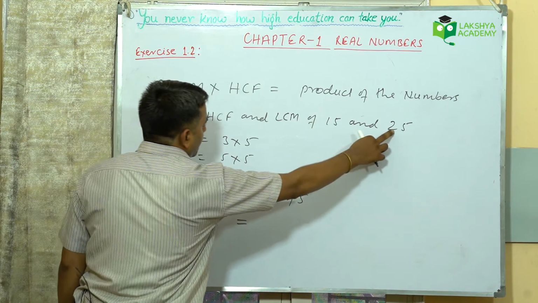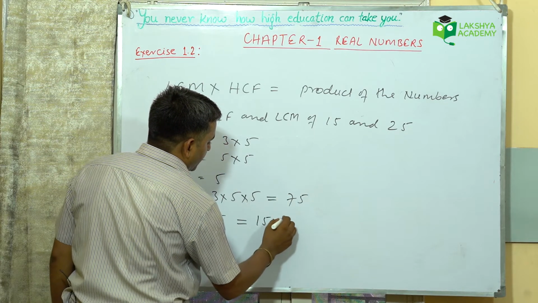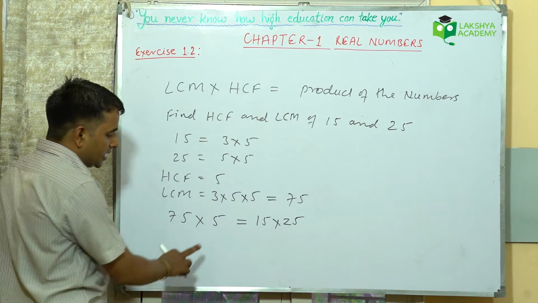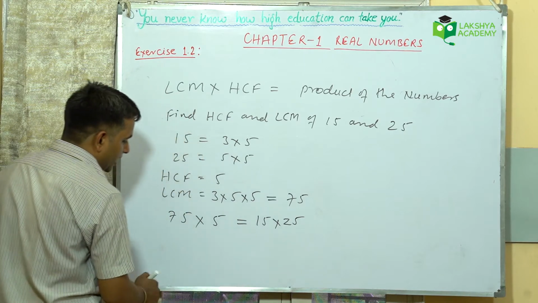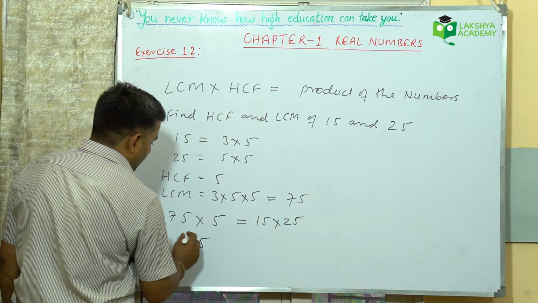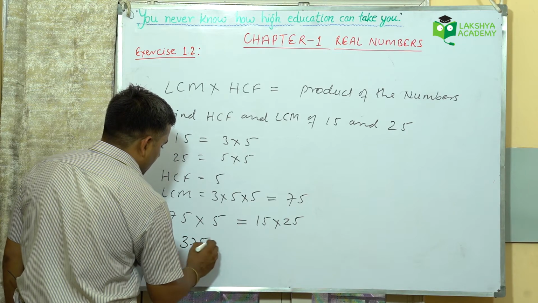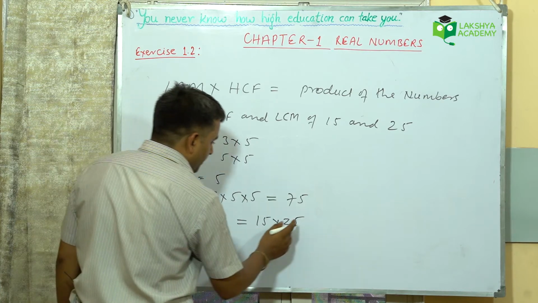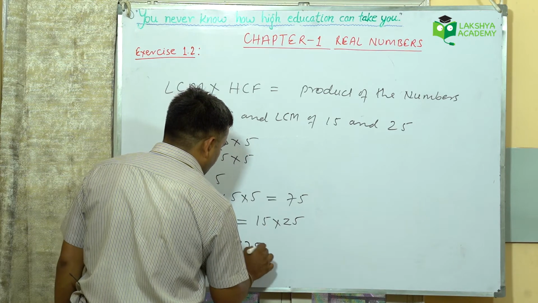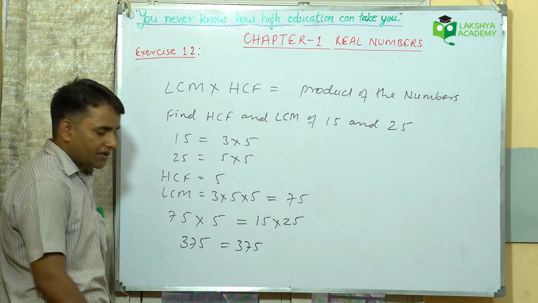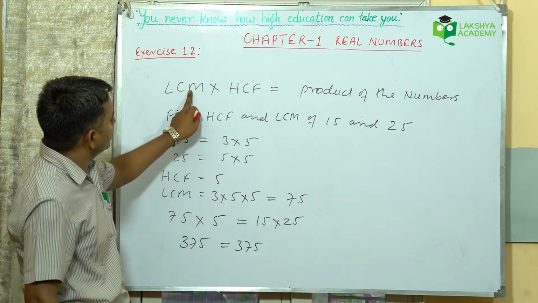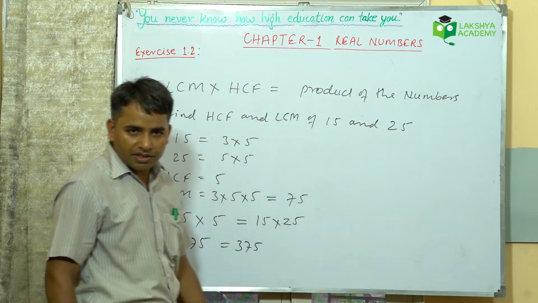This equals the product of the numbers. So the numbers are 15 and 25. Now we can simplify and find out whether the left hand side is equal to the right hand side or not. 5 into 5, 25, carry 2, 5 7 are 35 and 2, 37. This is equal to the same: 15 5 are 75, 5 carry 7, 15 2 are 30 plus 7, 37. So we are getting both sides equal, 375 and 375. So this verifies that the product of LCM and HCF is equal to the product of their numbers.